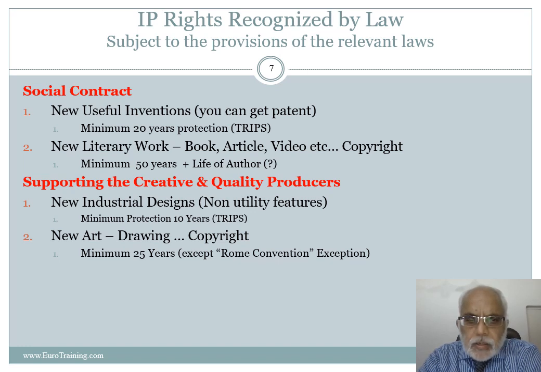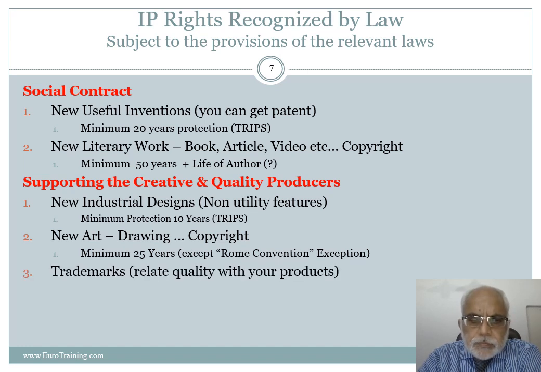If you create a new art or a drawing, you get a copyright, or software, for example, you get a copyright. Minimum 25-year protection, except Rome Convention. Trademarks. If you're a quality producer or a quality service provider, and you have put in a lot of effort in reaching that quality for your products and services, you would probably be having a brand or a trademark. And that trademark is protected like an intellectual property.